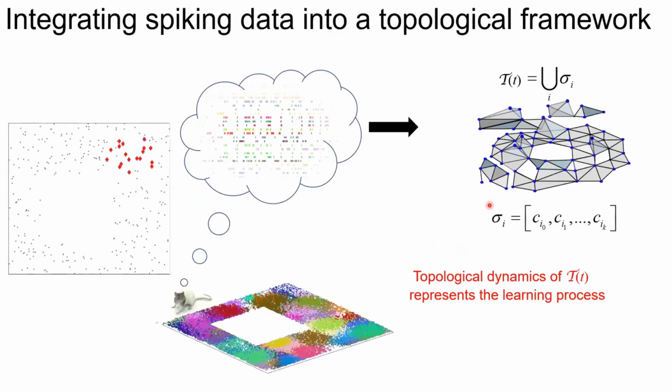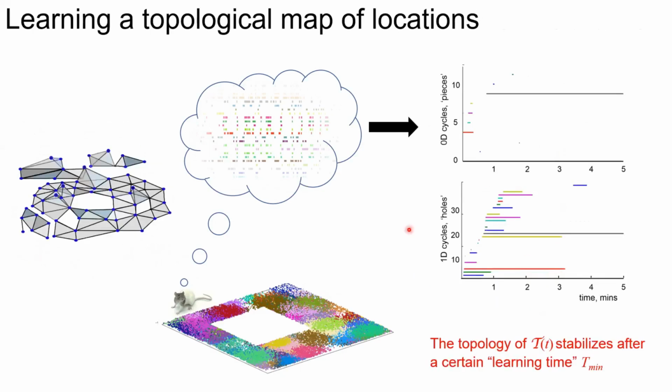With this in mind, we can carry out very simple simulations. Imagine we allow the rat to run in a small environment. It can be simulated data or it can be actual data. Look at these combinations of coactive cells shown here. Each combination corresponds to a simplex. We can assemble simplexes into simplicial complexes and follow that dynamics. This is going to be our representation of the learning process. So this is what it looks like.